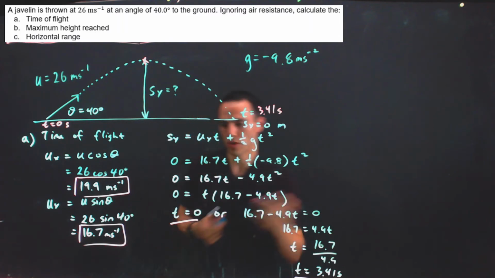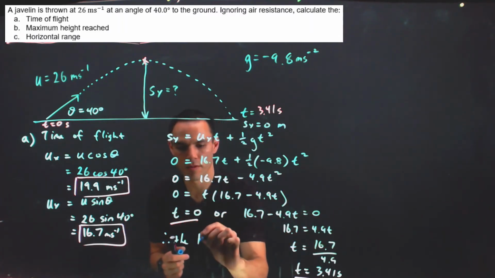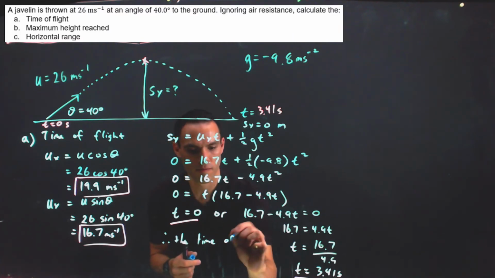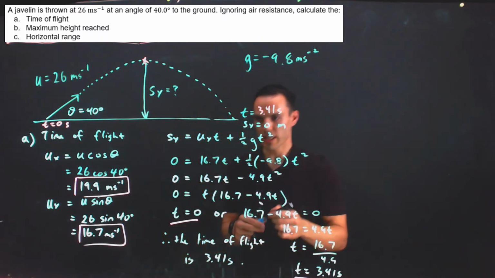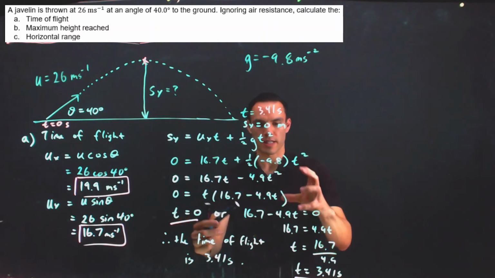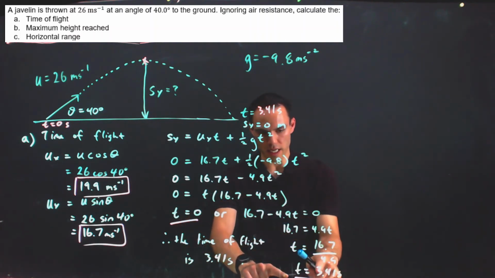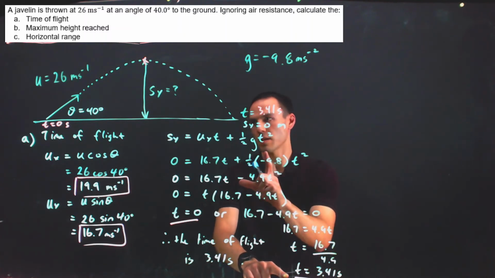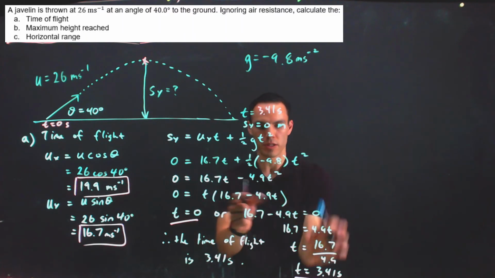Generally speaking, we should finish off with a statement. So therefore, the time of flight is 3.41 seconds. Now, like I said before, you don't need to do all this working. You can just use your graphics calculator. And obviously, there's a more efficient method than what I've done here. This focus is all about rearranging equations, so I thought I'd spend a bit of focus on that as part of the question.